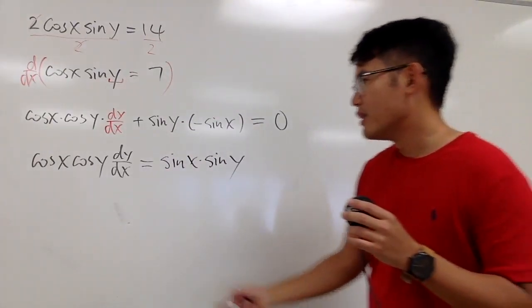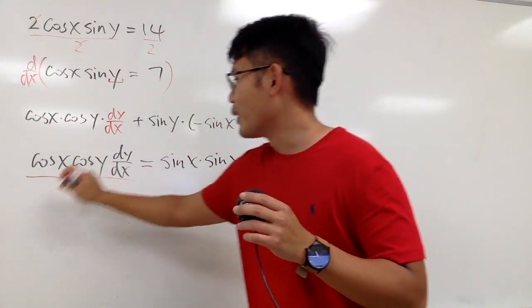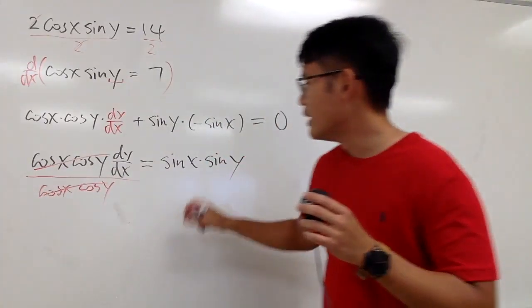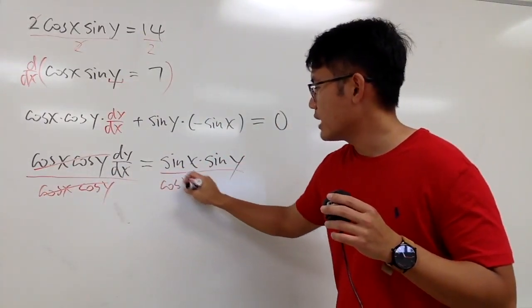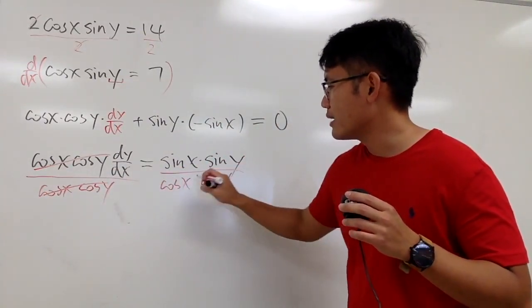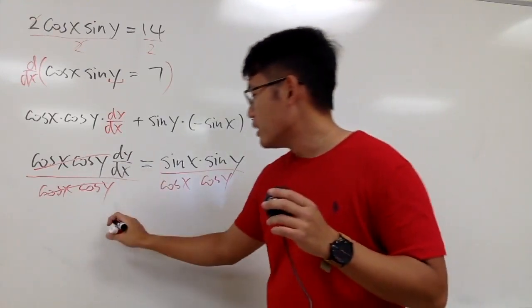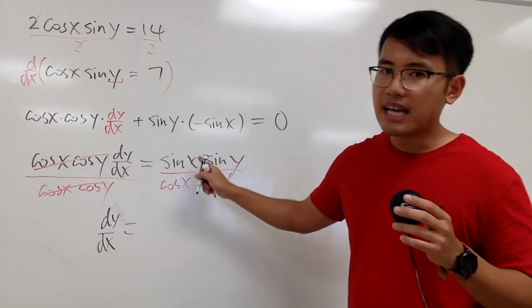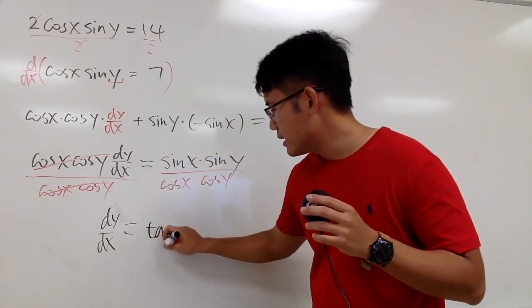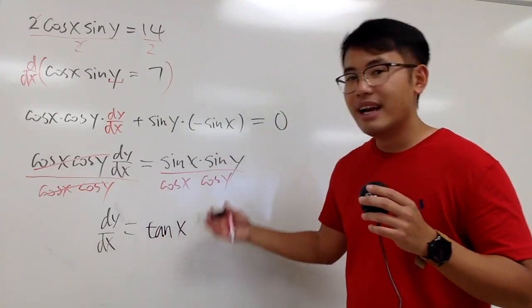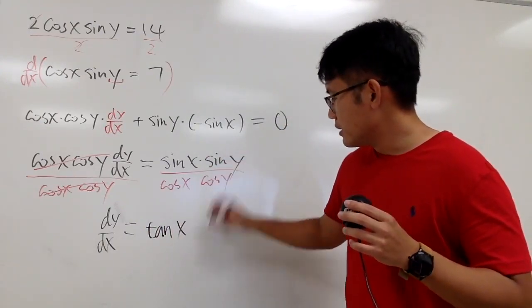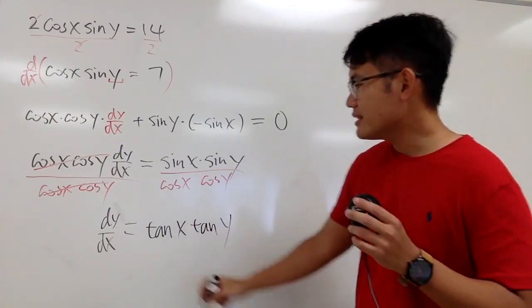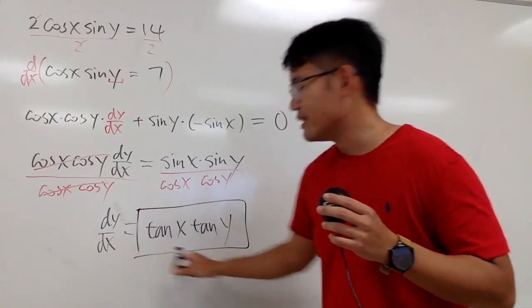And then from here, we can just divide both sides by cosine x, cosine y, so they will cancel. And then we do the same thing right here. Cosine x, cosine y. And in the end, we see we have the dy dx being isolated. And sine over cosine is tangent. So the first is tangent x. And then here, this part is going to be still tangent as well, but the input is y. And you can just leave the answer like this. The answer is tangent x times tangent y.